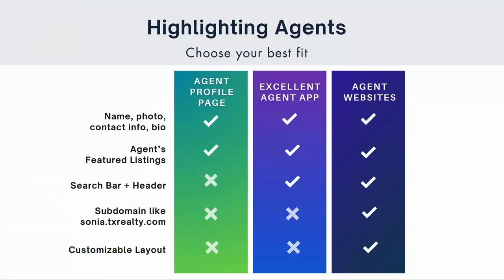Okay, we can compare them here. As mentioned, the agent profile page, the Excellent app, and the agent websites all have the agent's contact information and the agent's featured listings, right? This is the main thing that we want to display. All three of them have these two things. The search bar and the header, you will only find in the agent websites and in the Excellent Agent app. The subdomain, like Sonia.txrealty, James.txrealty, etc., that's only for the agent website.